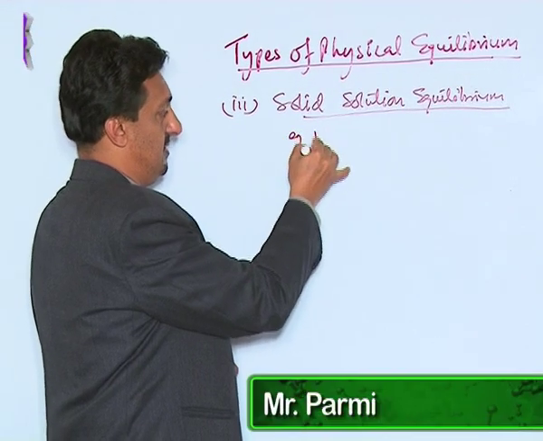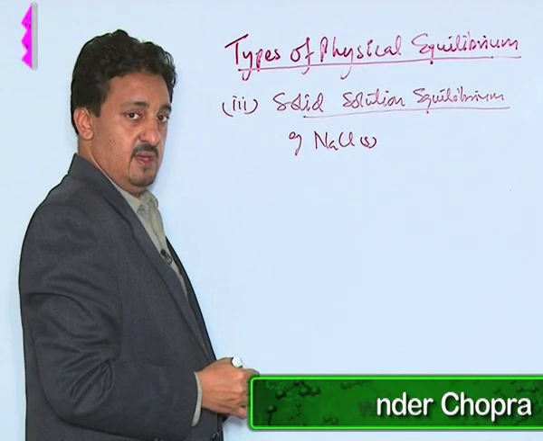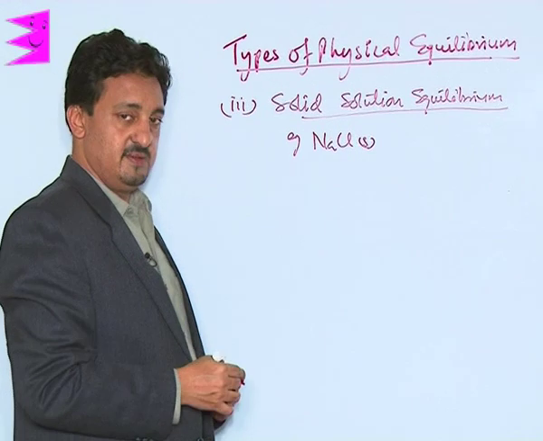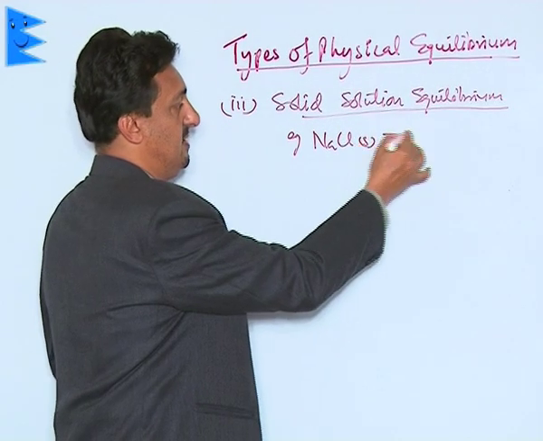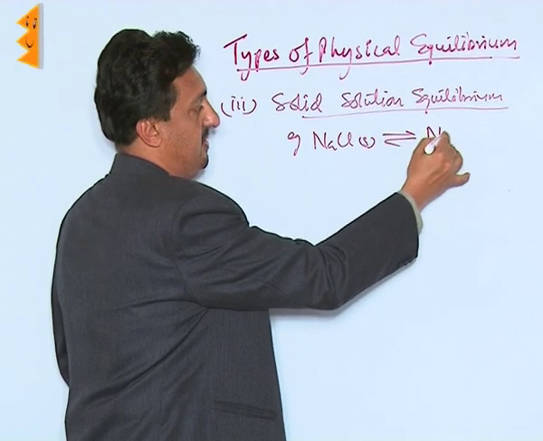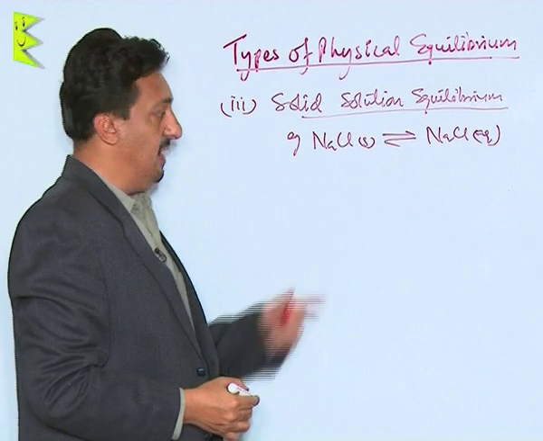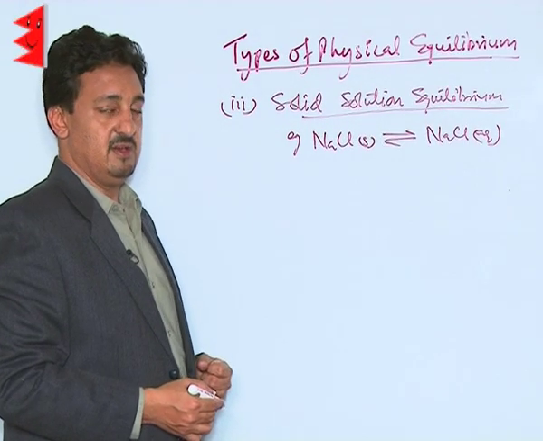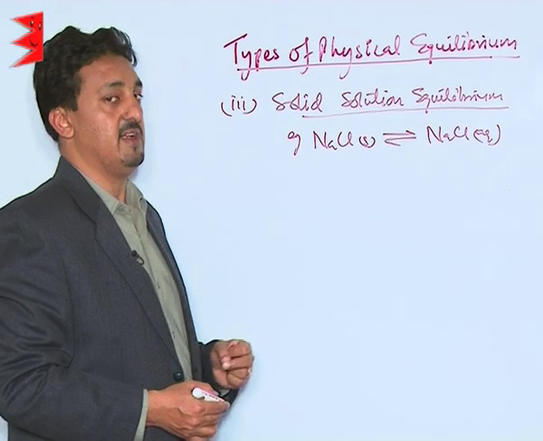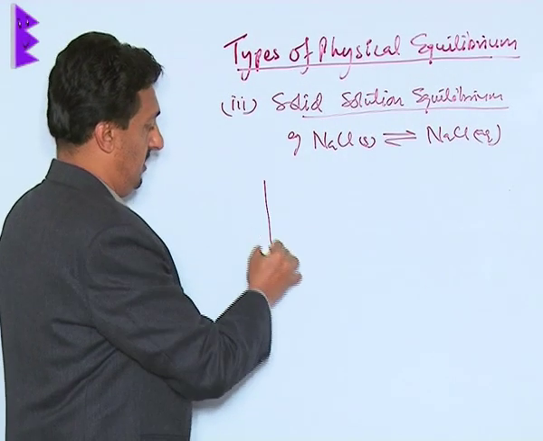We can take the example of NaCl solid, which when dissolved in water and we prepare its saturated solution, then the equilibrium which is established between this NaCl aqueous and this NaCl solid, which is lying at the bottom of the beaker or wherever you are dissolving it, is called solid-solution equilibrium.